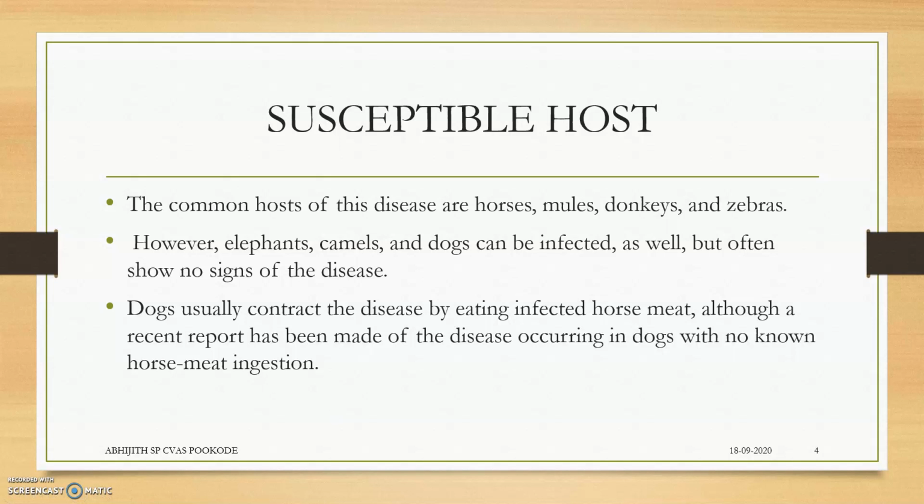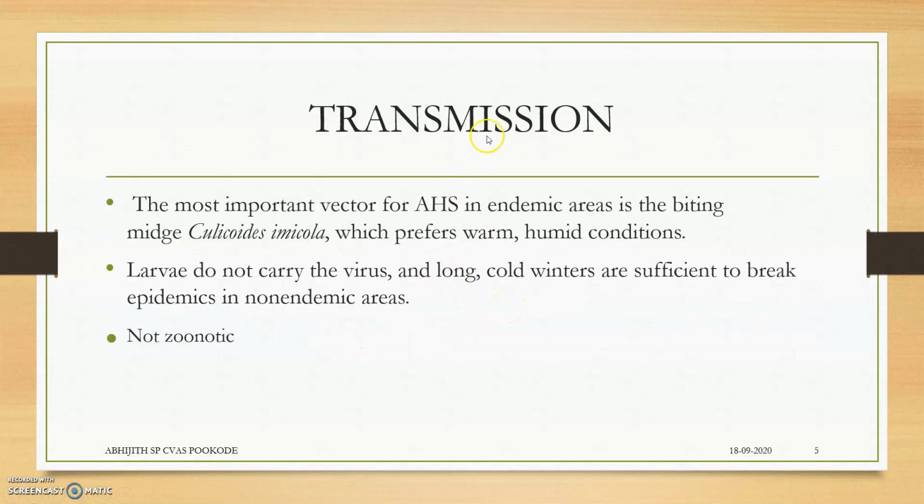Susceptible hosts are mainly horse, mule, donkey, zebra, etc. Elephants, camels, and dogs can be infected, but they will not show any symptoms. They act just as carriers, and they can even shed a large amount of virus in the urine. Also, dogs can get infected by eating infected horse meat. Transmission is by Culicoides.